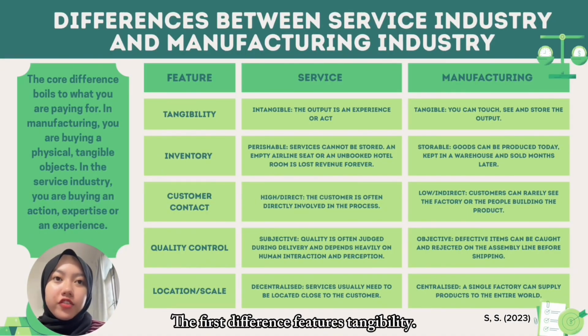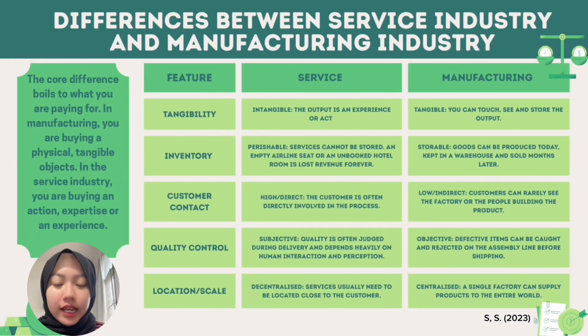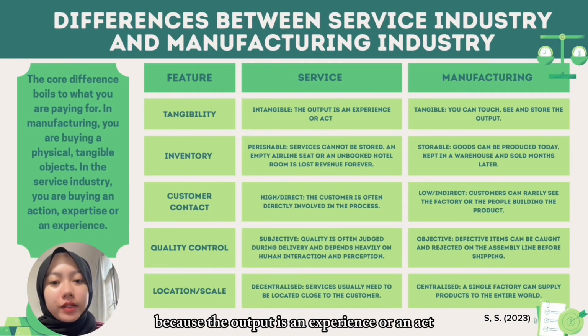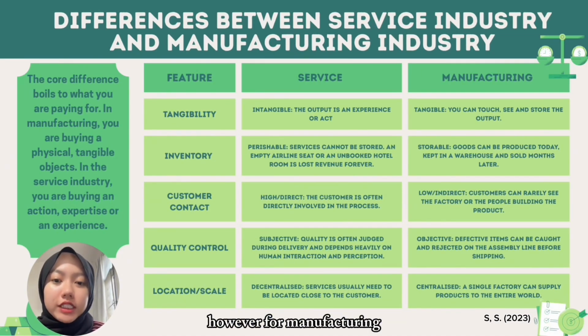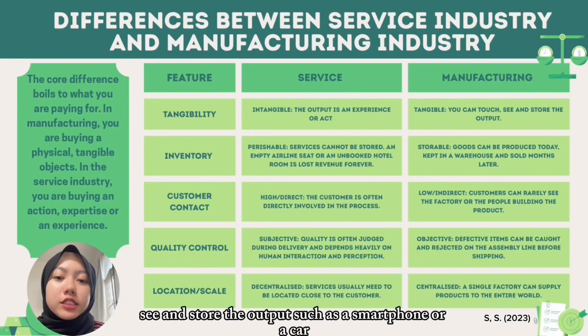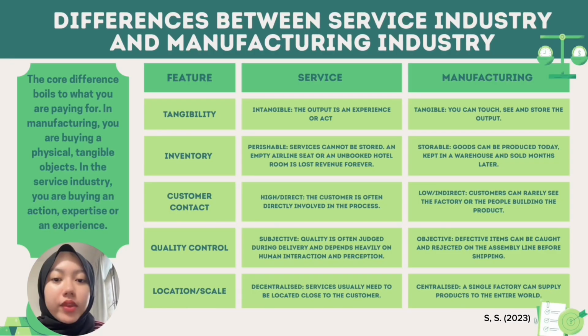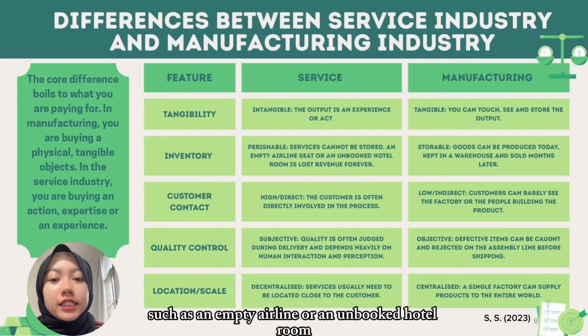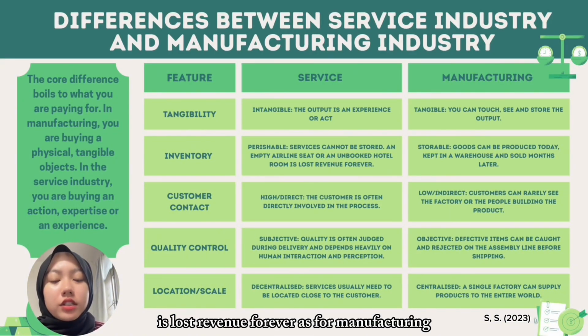The first difference is tangibility. The service industry is intangible because the output is an experience or an act, for example, a haircut or a legal consultation. However, manufacturing is tangible because you can touch, see, and store the output, such as a smartphone or a car. Next, in the service industry, the inventory is perishable because services cannot be stored. An empty airline seat or an unbooked hotel room is lost revenue forever.